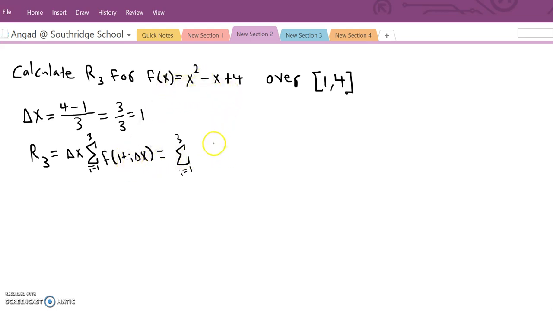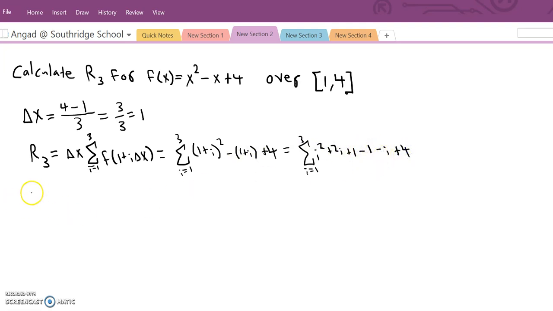So our function is x squared minus x plus 4. So we'll end up with (1 plus i) squared minus (1 plus i) plus 4. So that's what we end up with. And so we should work that out first of all. We should expand that out. So we will end up with this sigma, i equals 1, and then (i plus 1) squared is going to give us i squared plus 2i plus 1. Then we should distribute the negative here, so then we have minus 1 minus i plus 4.